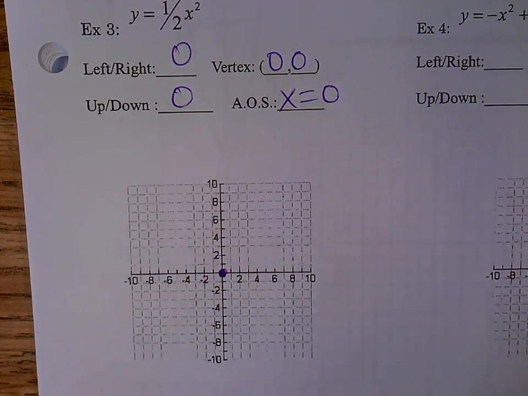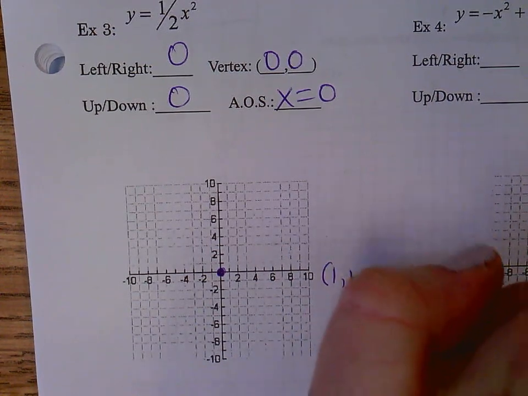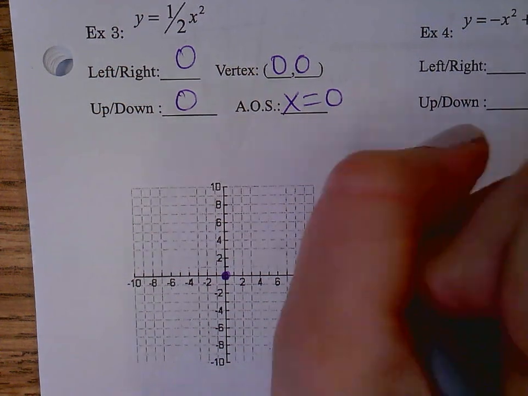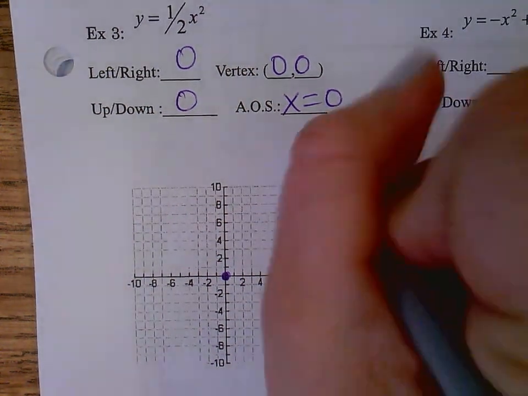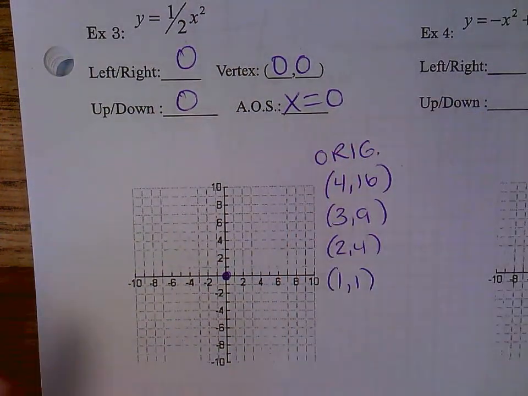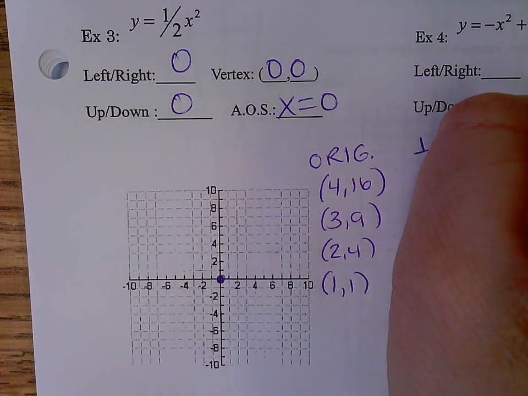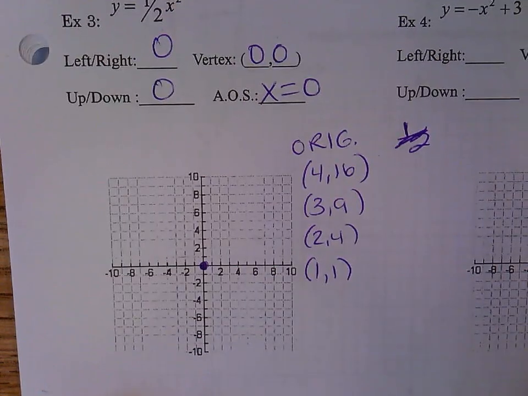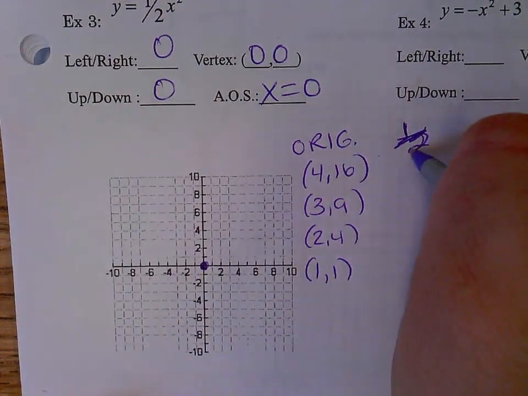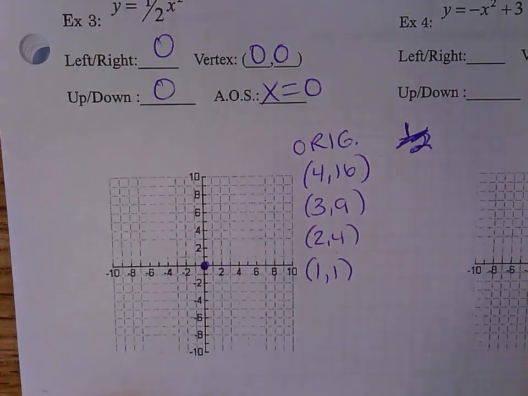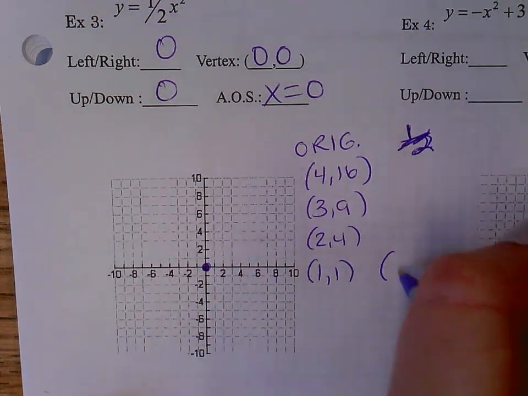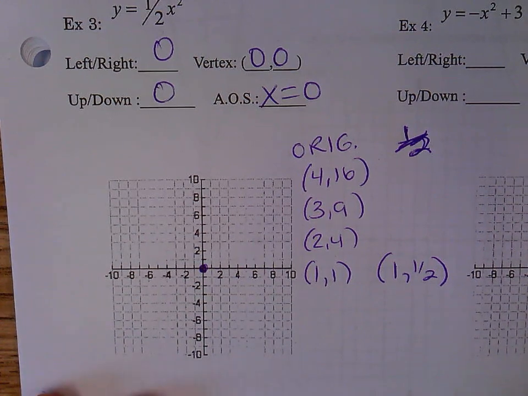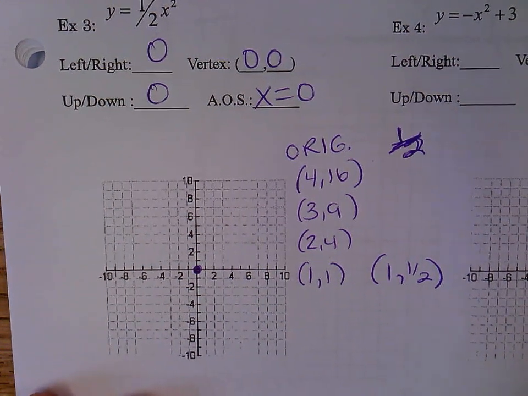So let's just write next to this graph 1, 1, 2, 4, 3, 9, and 4, 16 is our original. What's half of that? We're cutting these values in half. That's supposed to be a half. What's half of 1? Well, I should go lower too.